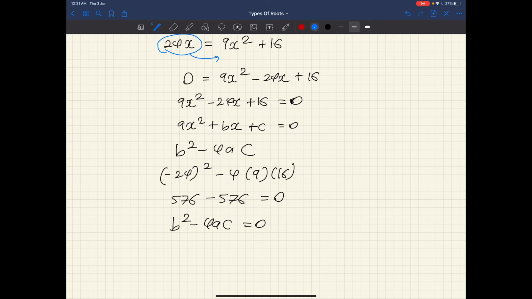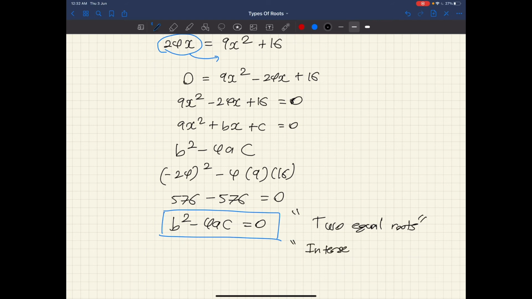What does it mean? When you have such cases like this, you have one same root. That means the intersection on your x value is essentially at one point. So you can say it in a different way. You can put it together. You can say it as two equal roots, or you can say it intersects at one single point.